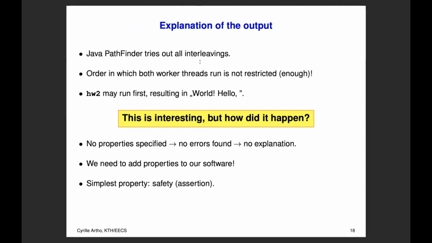So now we saw that JPF is able to explore all these interleavings, and we see the output that gets generated, but we do not see in detail how this was actually generated if we get world hello. So we could sift through the log and actually observe in the first place that the output is not always correct, but this is not a good way.